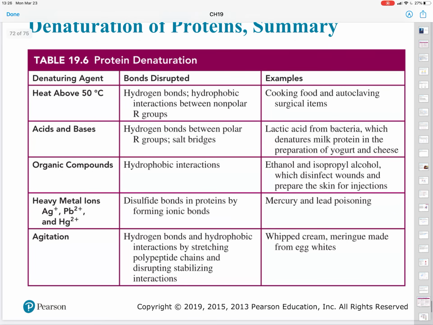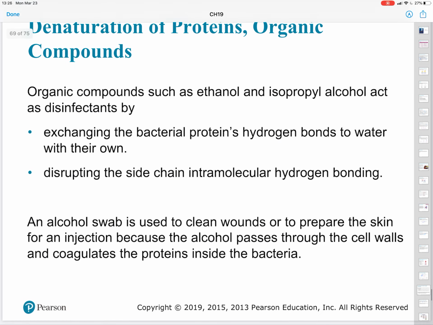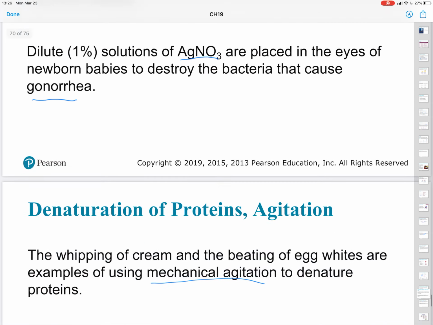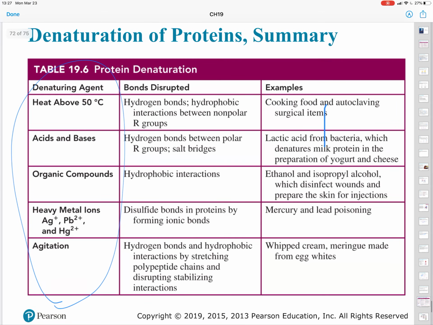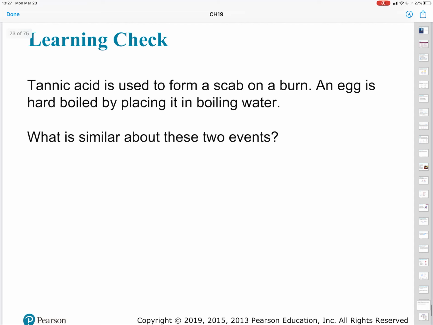I think that's about it. So review the denaturing methods: heat, acid, base, or heat, pH, organic compounds. Did we say anything about organic compounds? Why doesn't that sound familiar? Oh, alcohol and ethanol, disrupting hydrogen bonding, essentially. Heavy metals and agitation. So know about denaturing.